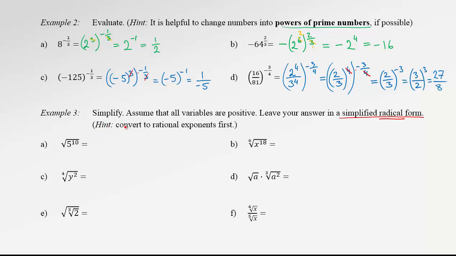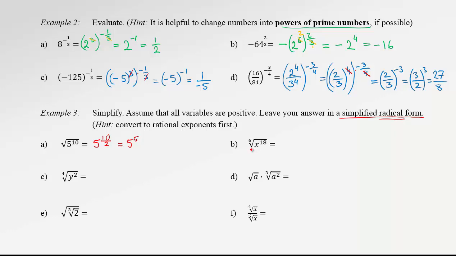However, there's a little hint: convert to rational exponents first. Why? Because it's a lot easier to work with exponents than with radicals. Let's do it. Square root of 5 to the 10 is the same as 5 to the 10 over 2. It's enough to reduce this fraction. 10 divided by 2 is 5. So overall we have 5 to the 5. We don't have a radical anymore. Since 5 to the 5 is a very large number, we don't really need to evaluate this. We are not after large numerical answers. Powers of prime numbers are fine to leave as our final answer.